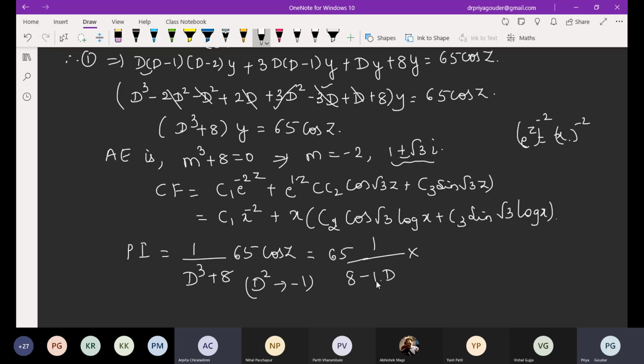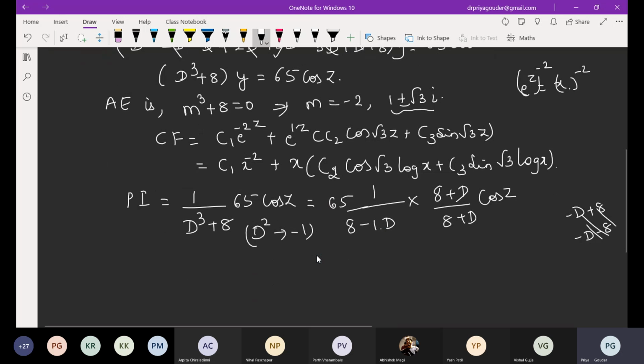Yes, ma'am. What do we apply if it belongs to the second case? Conjugate. So multiply and divide by 8 plus D. See, again, nothing happens if you write minus 8 plus minus D; you could multiply and divide by minus D minus 8. That is also okay. I wanted to avoid many minus signs. That's why I have written it. Okay, so let us proceed.